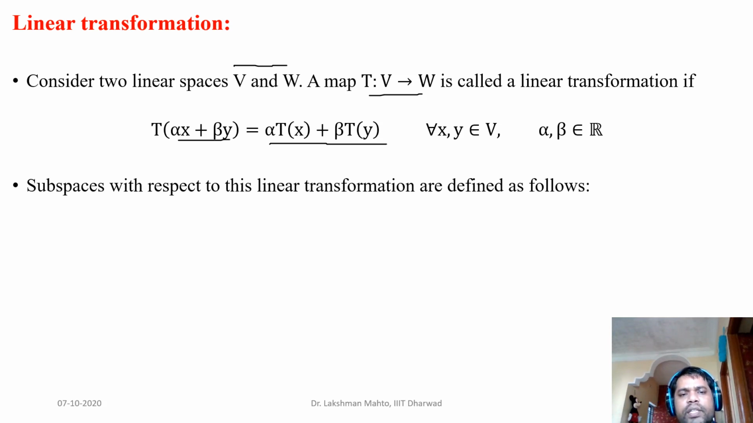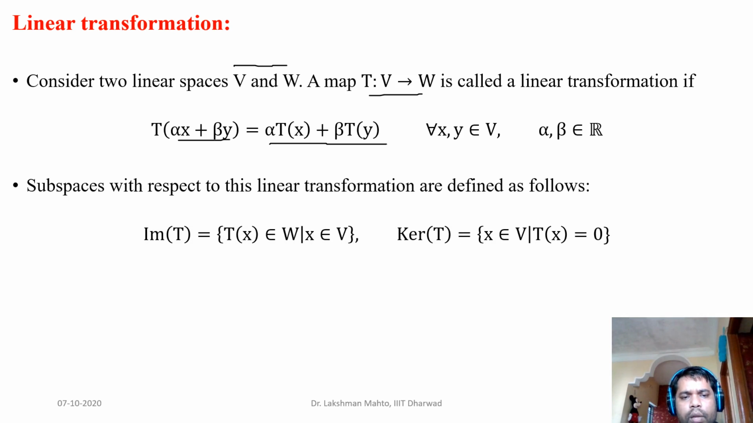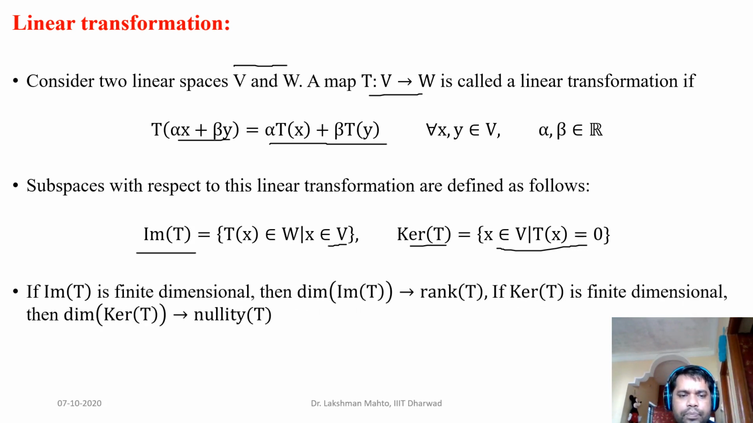So that's why T is a linear transformation, and the subspaces with respect to this linear transformation are the image of T, that means the collection of Tx such that x comes from the domain space, and the kernel, that means the pre-image of 0 of the target space. So these two are very important kinds of subspaces in any linear space.